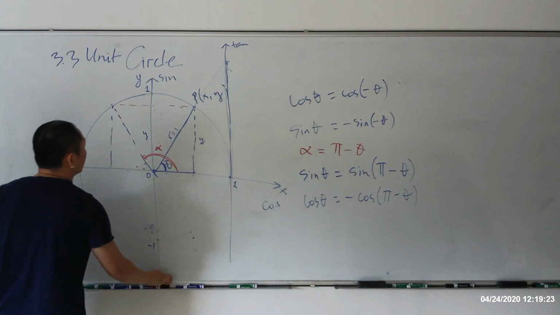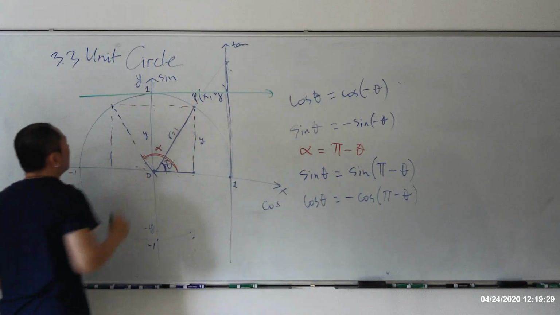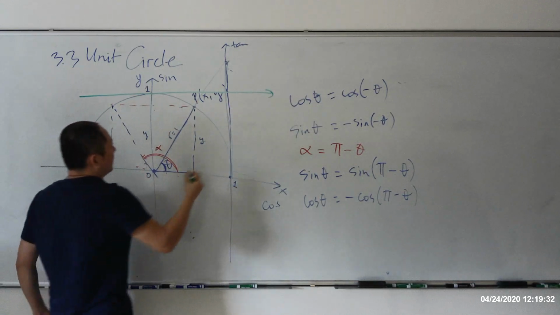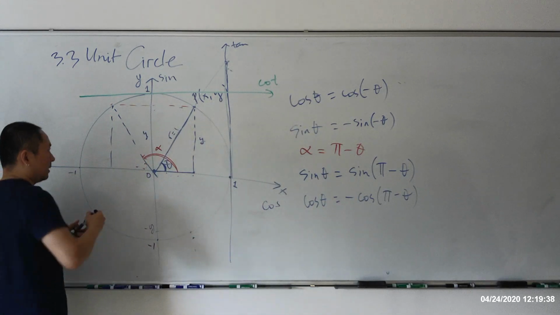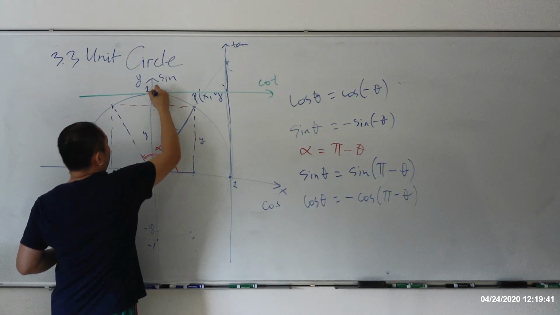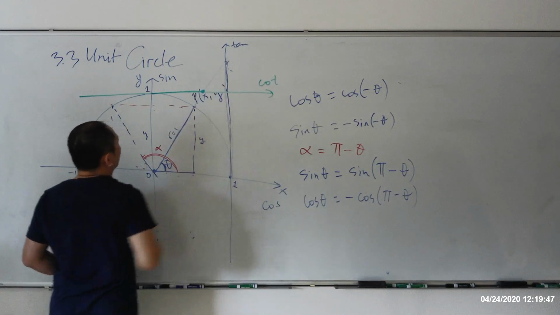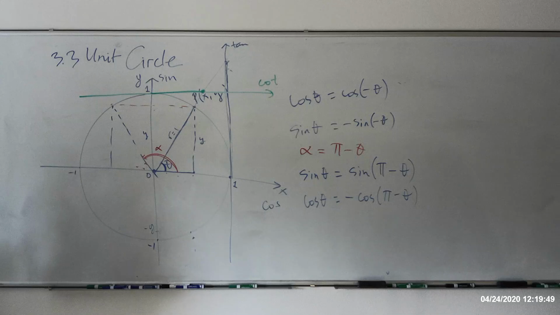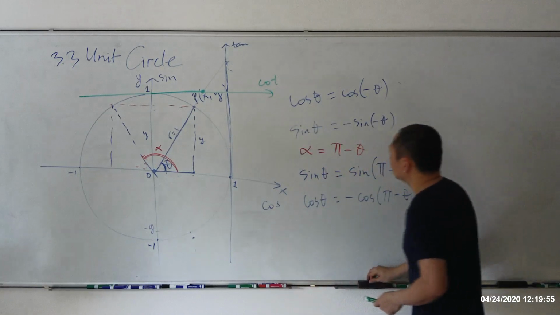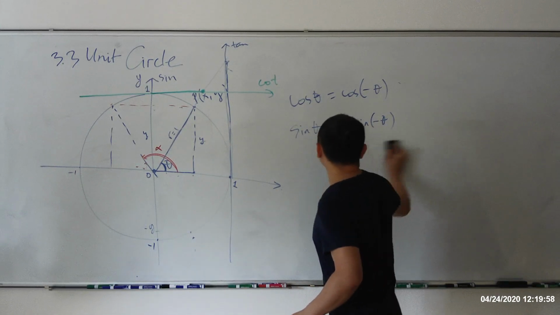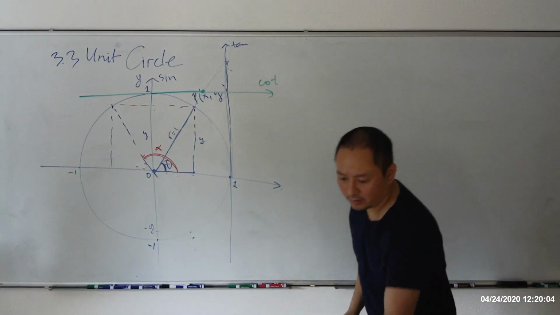Similarly, use a different color. If you draw a line that's going through number 1 on the y-axis and parallel to the x-axis, this is the cotangent axis. Okay? And in green color, from here to here is cotangent. Alright? So far, so good.